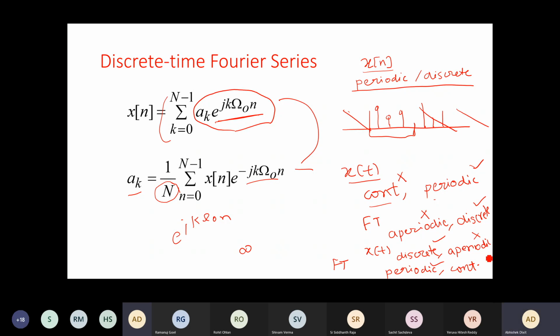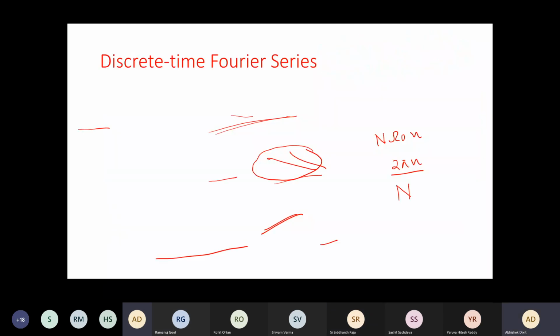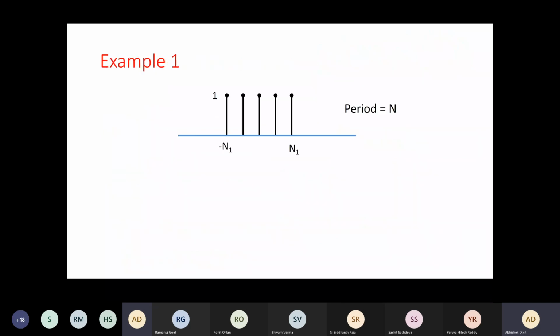If the signal has both good characteristics, its Fourier transform will also have both good characteristics. If the signal has both bad characteristics, its Fourier transform will have both bad characteristics. So, some insight into these transform equations. Is this okay? Clear? We have seen this.